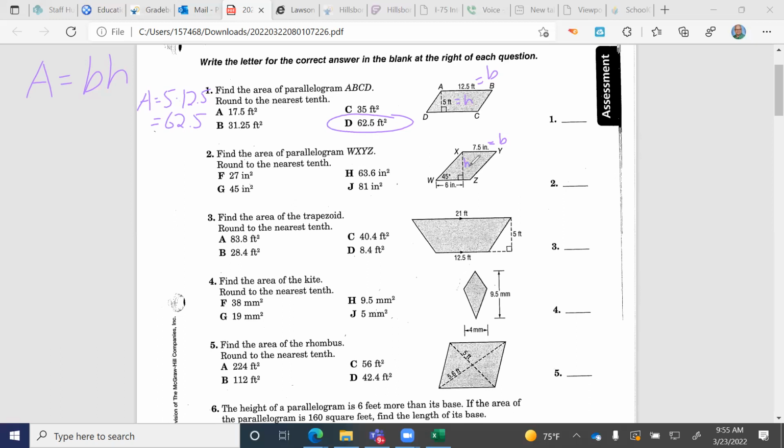What did they give us so that we could find the length of the height? It's an angle. They told us this was 45. So how could you use that to find the height? There are multiple ways that you could do this. Give me one idea.